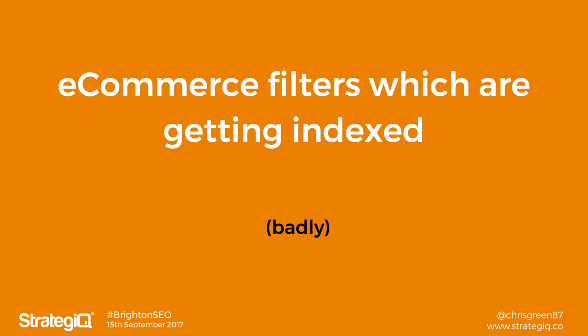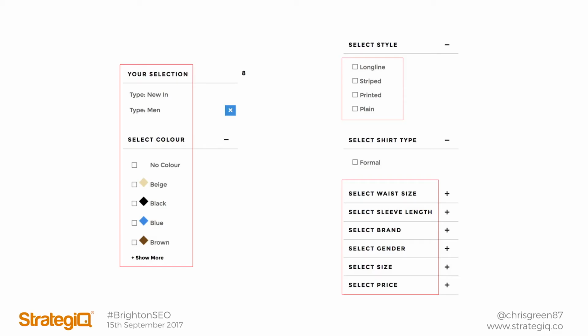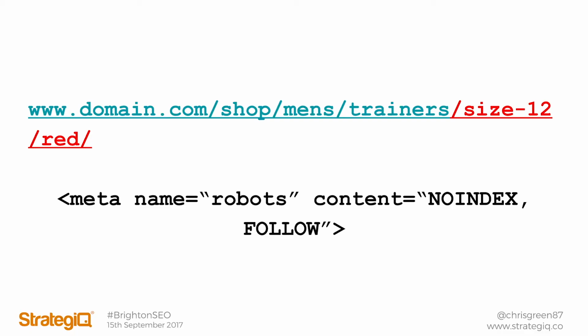My favourite, and by favourite I mean the one that keeps me up at night, e-commerce filters which are getting indexed. That's a bad problem. You've quite often got potentially millions of versions of pages that Google's getting tied up in, and worse, it's starting to commit these to the index. You'll recognise them. Very useful from a UX experience, don't get me wrong, but quite often not implemented very well.